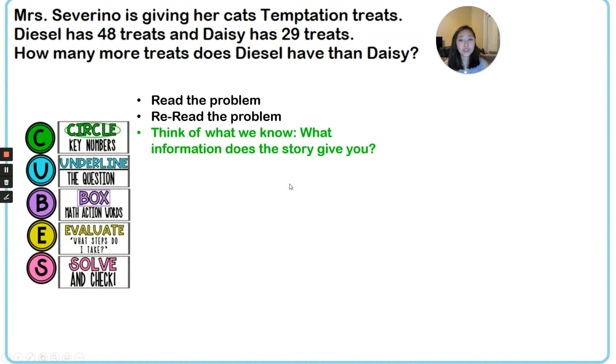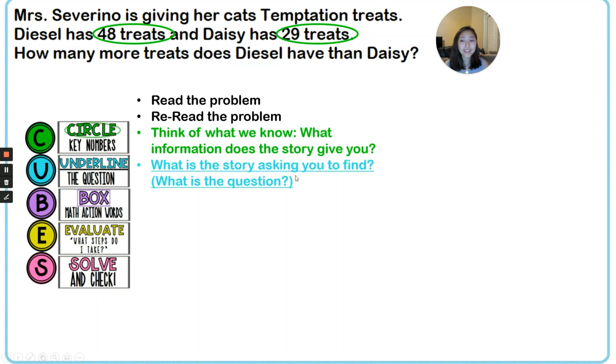So we're going to circle the information that's given, and that is the key numbers and the units. So if you look right here, that first sentence, we don't have any units or any numbers, but the second sentence has all of them, like 48 treats and 29 treats. Now, we need to underline the question. This question is right at the end, and it says, how many more treats does Diesel have than Daisy?